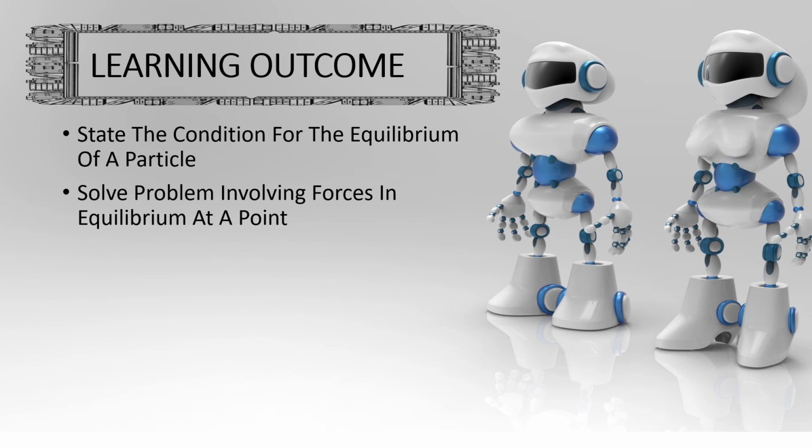Second, dynamic equilibrium. Dynamic equilibrium is when a body is in a state of uniform motion and the resultant of all the forces acting upon it is zero. Then this kind of equilibrium is called dynamic equilibrium.